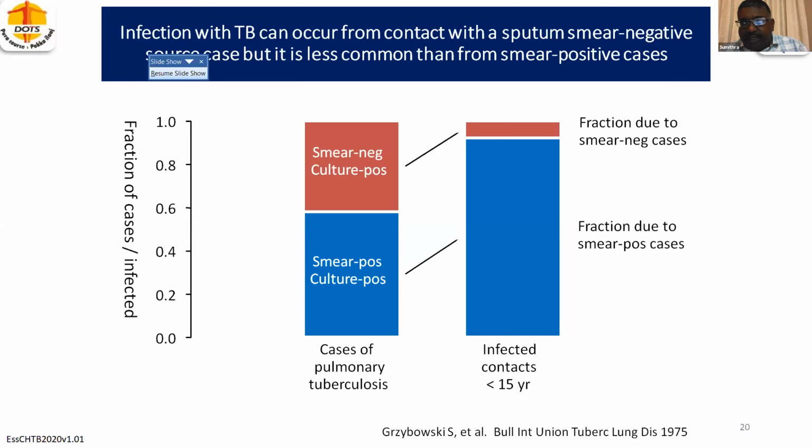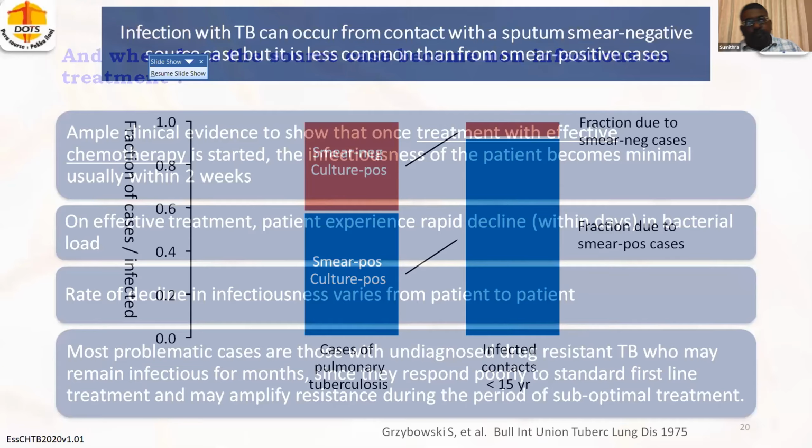Now, on the right side, it is infected contacts less than 15 years, but we can find that most of the infected less than 15 years have got their infection from culture positive and smear positive pulmonary cases. And a small fraction of infected contacts has got the infection only from the smear negative cases. But the take-home message is that smear negative and smear positive, culture positive cases can infect contacts less than 15 years. But the percentage is more in the case of smear positive.